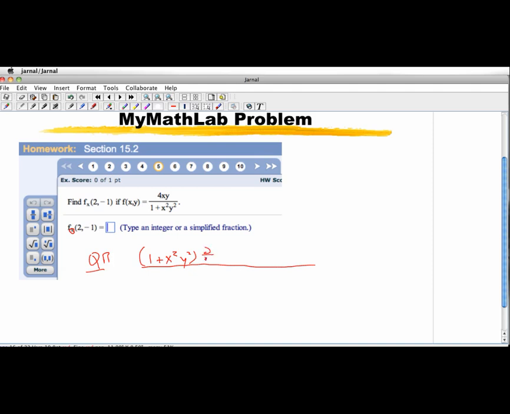So I could use the prime notation and just remember which variable it is, but I'll write explicitly here that I want the derivative with respect to x of 4xy, minus 4xy times the derivative of 1 plus x squared y squared. And the denominator is still the same as it is always with the quotient rule.